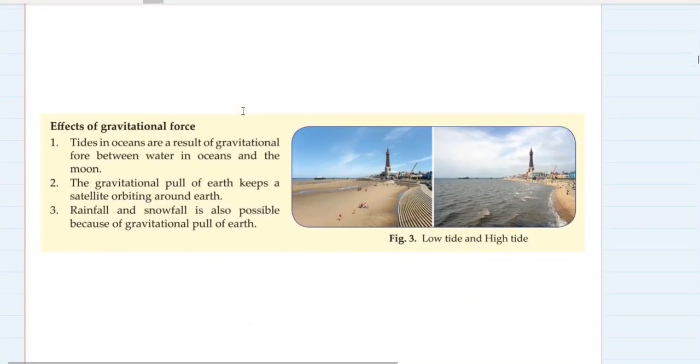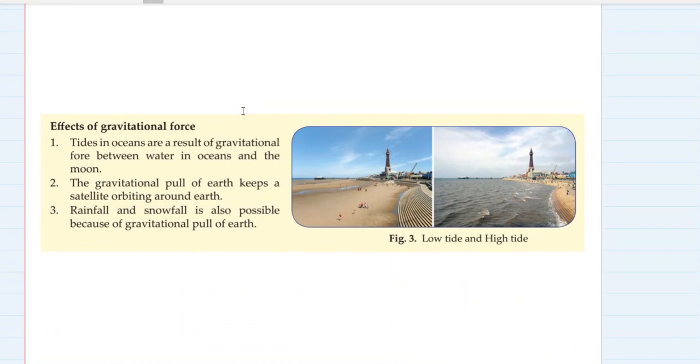The value of g comes later. Okay, effects of gravitational force. You see the tides in the ocean. Why do oceans have tides? These tides are the result of gravitational force between the water in the ocean and the moon.